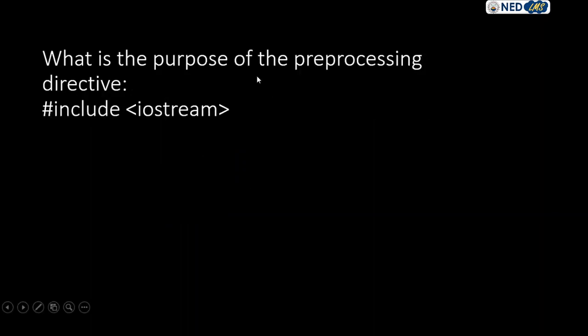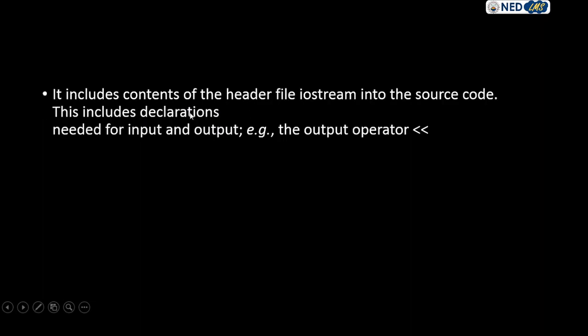What is the purpose of pre-processing directives such as include iostream or any other header file? It includes the contents of the header file iostream into the source code. That means that whatever is written in the iostream header file is automatically included in the source code, since we have included that header file. So does this include declarations needed for input and output, such as the output operator and so forth?